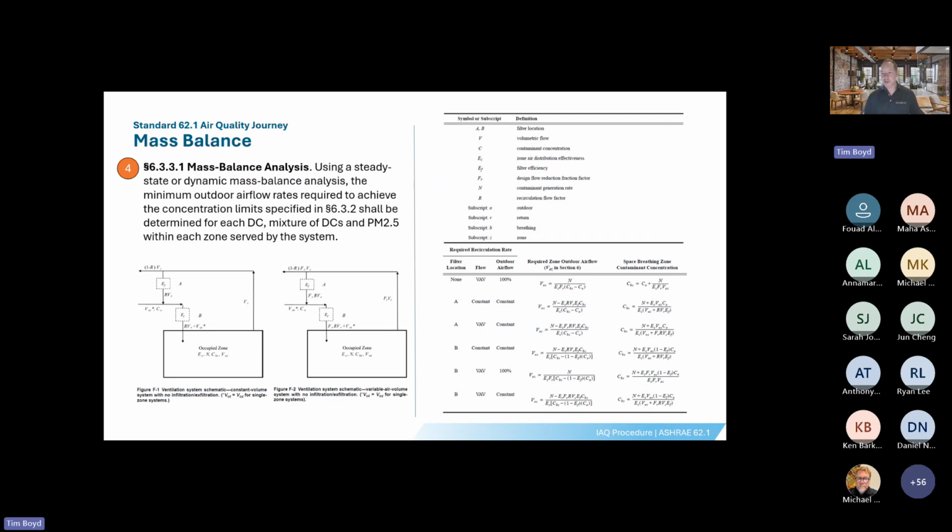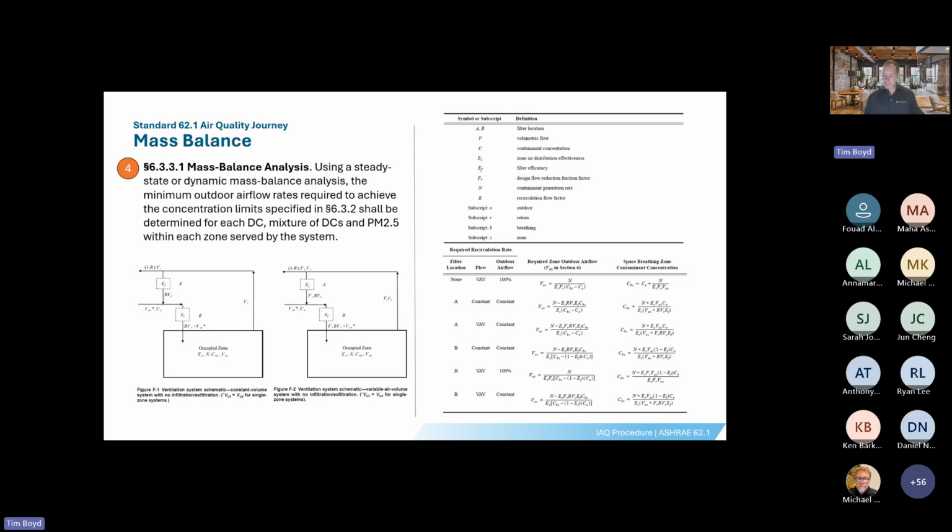Okay, now for those of you who like math, I want to show you what the mass balance analysis actually looks like. What is the actual calculation that the calculator is doing? So take a look at the bottom left. You'll see two very similar diagrams. The difference is one is a VAV and the other is a constant volume. So for our example in the classroom, we're going to assume a constant volume solution with the filter position A. Okay, that now leads to the right side where you can scroll down to filter position A, constant volume, and you'll see two calculations, right?